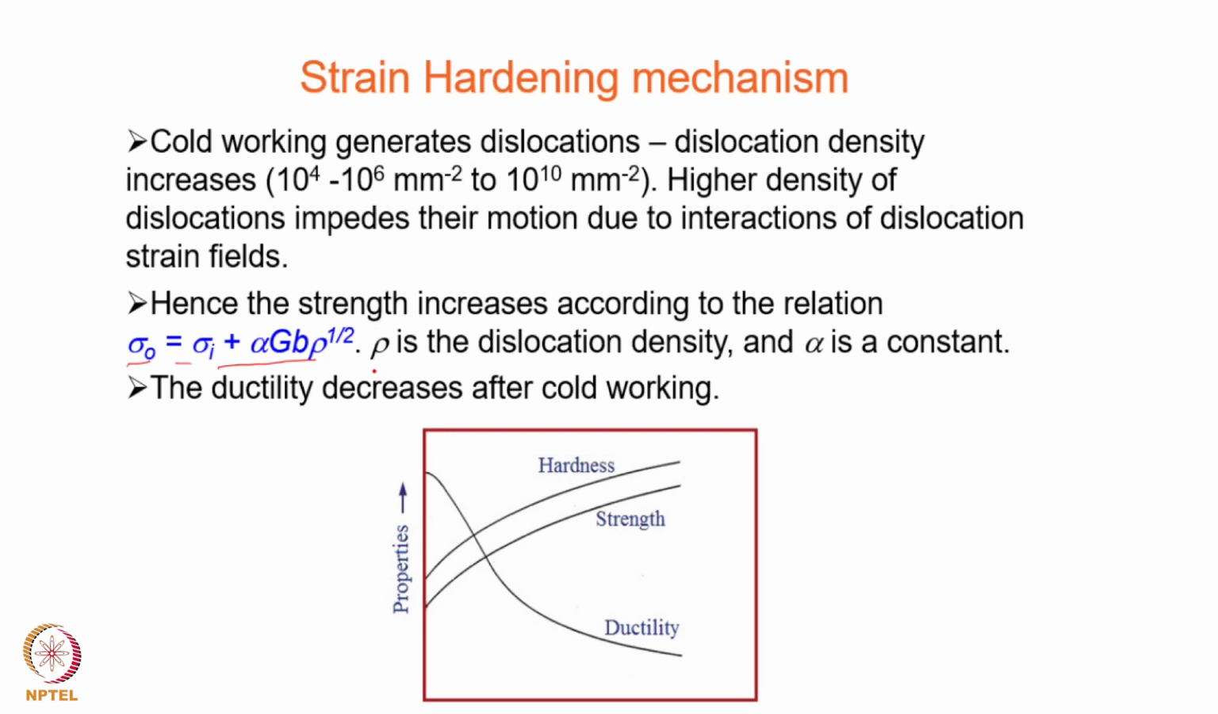Okay, where rho is the dislocation density, and other terms we have already defined before. G is the shear modulus and B is the Burgers vector, and alpha is a constant over here. So when you do the cold working on a material, it generates additional dislocations, as I said, and the dislocation density increases to this level.